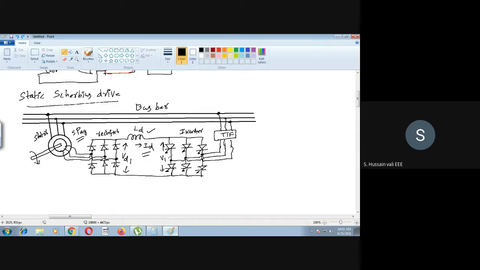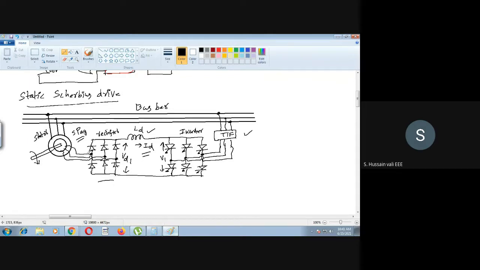So here what exactly you are doing is recovering the slip power and sending it to the rectifier. The rectifier converts AC to DC. Then this DC, after passing through the inductor, passes through the inverter bridge, which converts DC to AC once again. This AC will connect to the bus bar through a transformer. So what is the purpose of each device here?